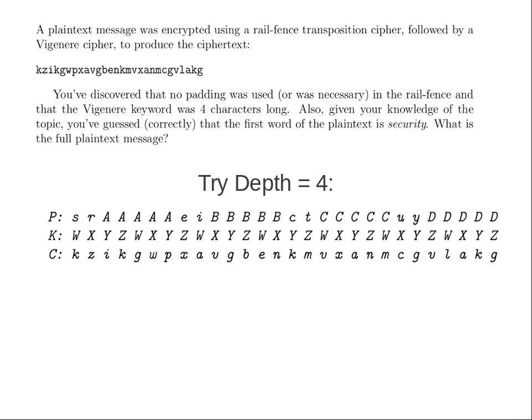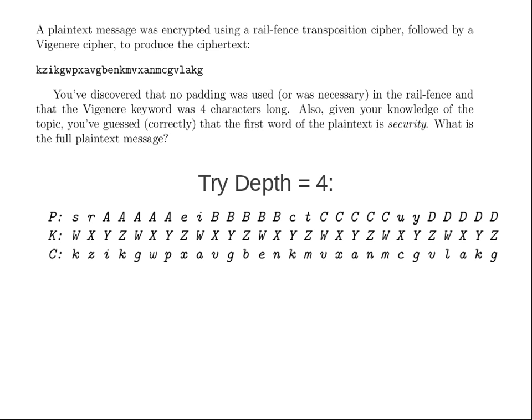S, E, C, U. We write the known plain text as a depth 4. The rest we don't know. And I read that SR followed by 5 letters. Why 5? There should be 7 per row.